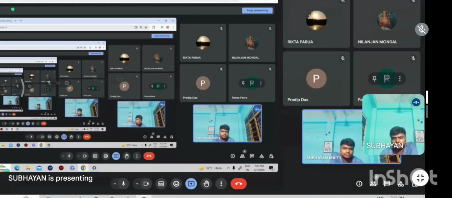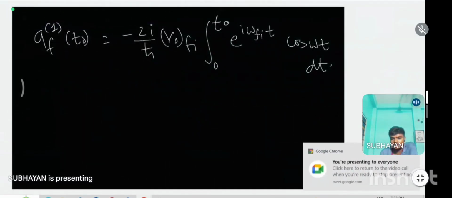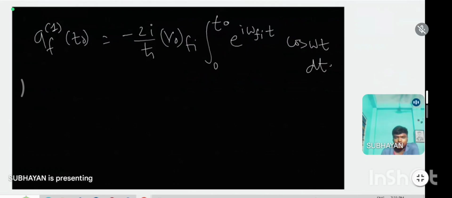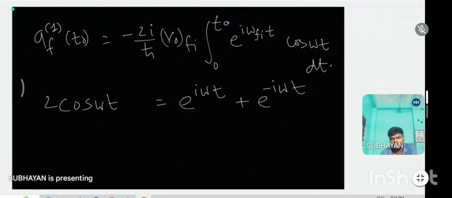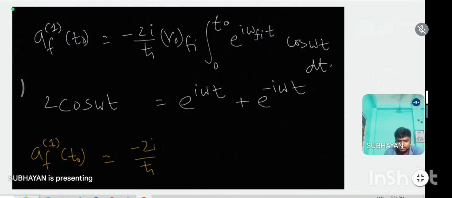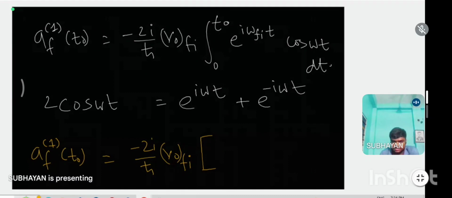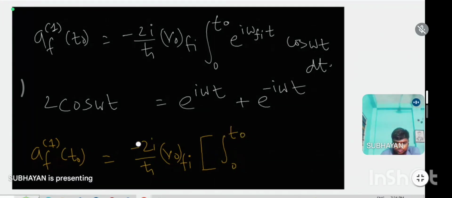Now the question is, you have to solve this integration. You have to perform this integration. In order to do that, you can write twice cos omega t is equal to e to the power i omega t plus e to the power minus i omega t. Then you can split this integration in two parts. So you can write a_f1 of t naught is minus 2i by h cut, V naught of fi, then integration from 0 to t naught. Actually, you can drop this 2.